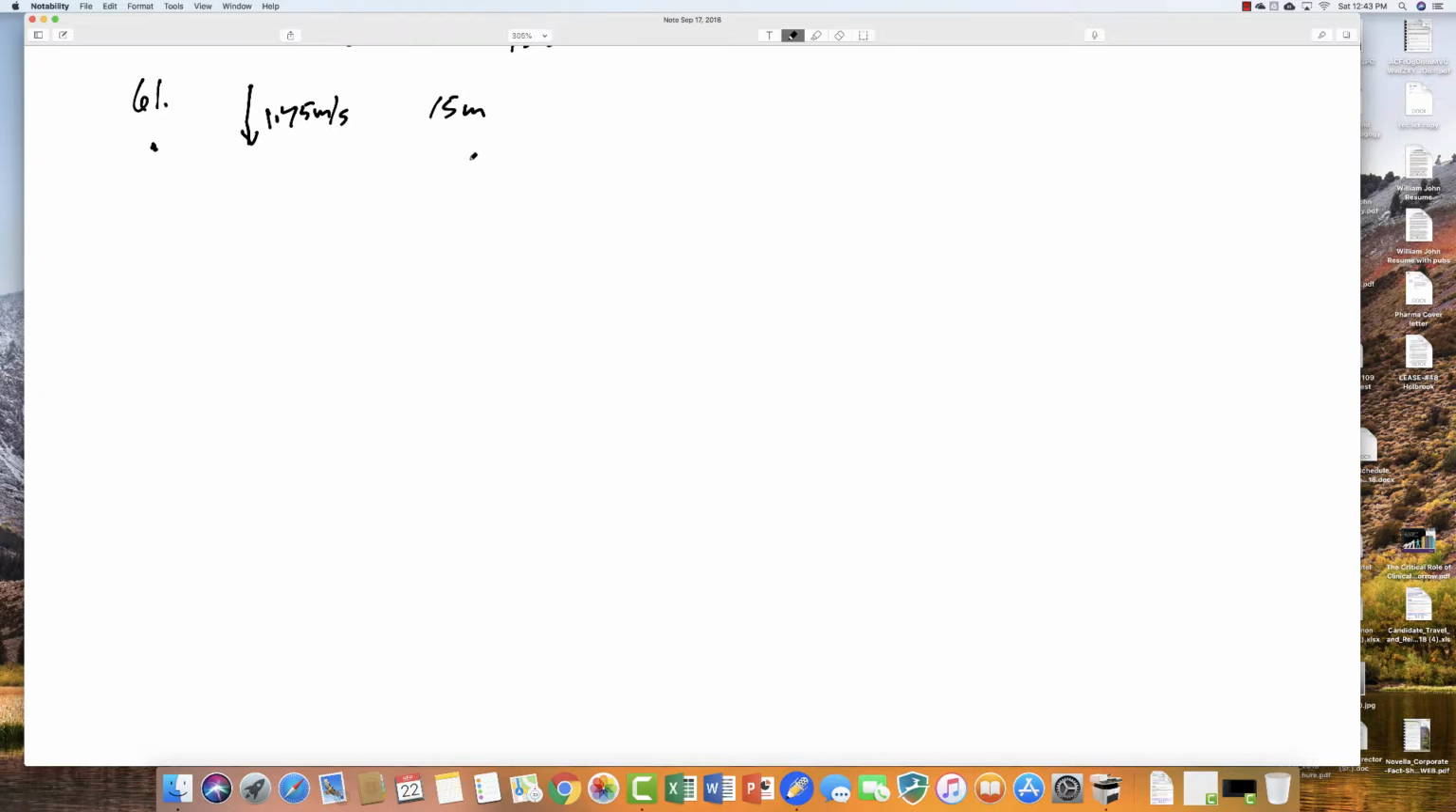Calculate the velocity of the sandal when it hits the deck of the ship relative to the ship, and relative to a stationary observer. Well, relative to the ship, it's going to be traveling straight down. It's going to have a y component of 1.75, which it will still have when it hits the deck of the ship.